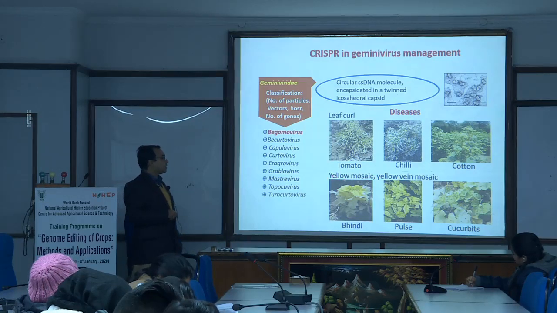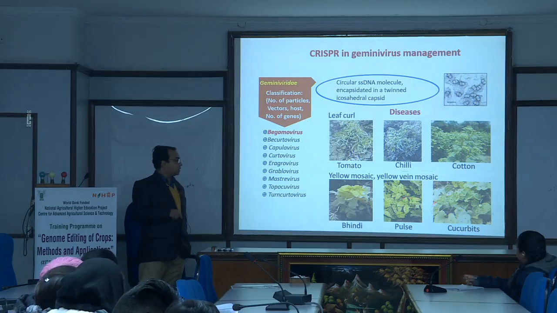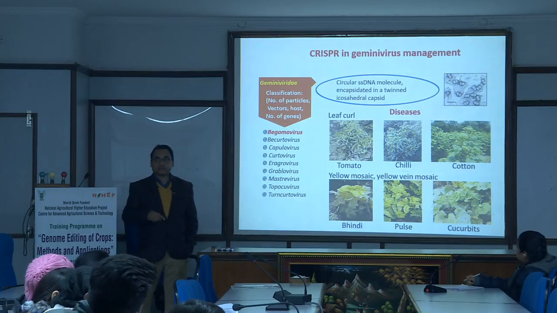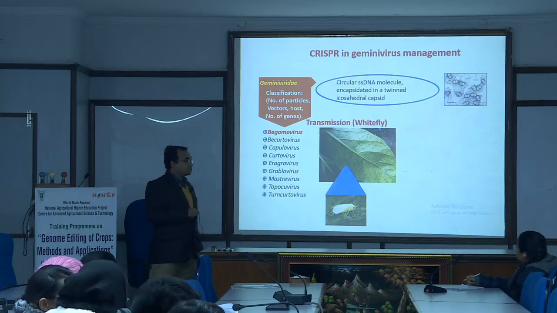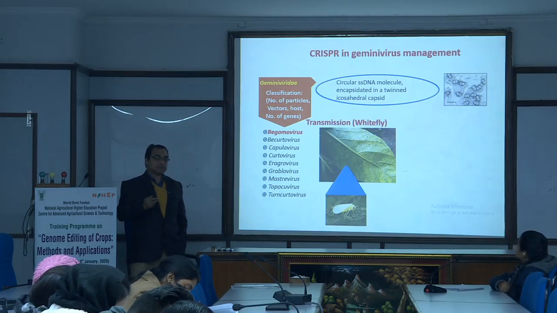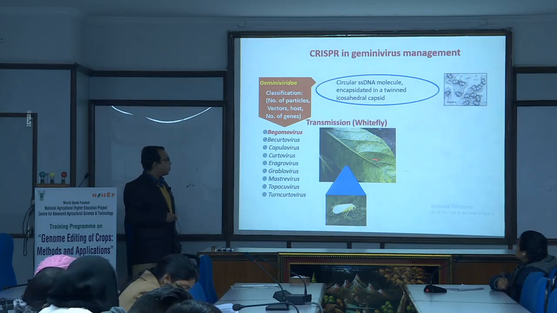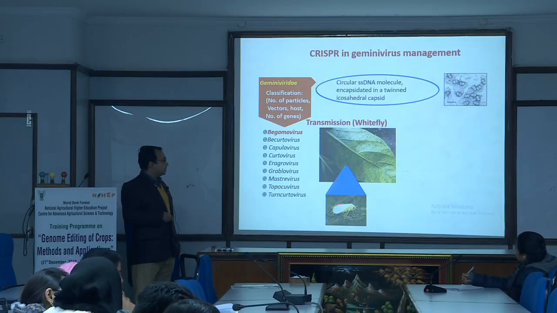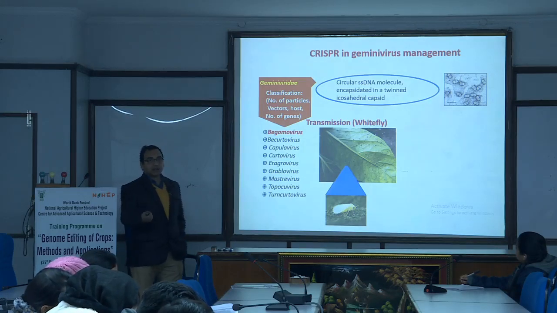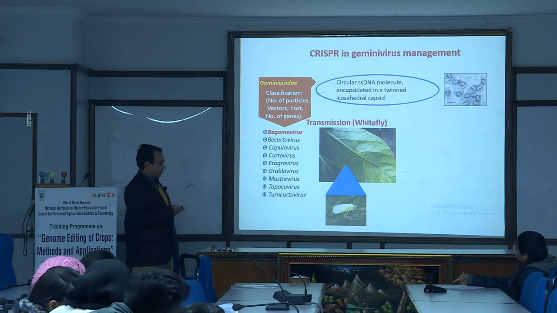The second group is yellow mosaic or yellow vein mosaic, like Bhendi yellow vein mosaic, yellow mosaic of pulse crops, and yellow mosaic of cucurbits. These diseases are caused by begomoviruses. They are transmitted by a small insect, just like human dengue is transmitted by mosquitoes. Plant viruses are also transmitted by different insects. One such insect is the whitefly, a small white insect. In the zoom you can see this insect feeding on the leaf; it takes the virus from the infected plant and infects the healthy plant to transmit the disease.